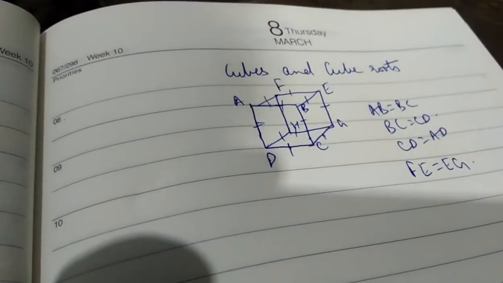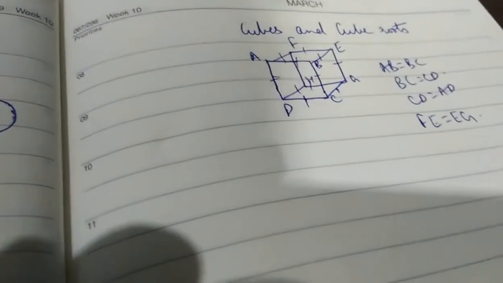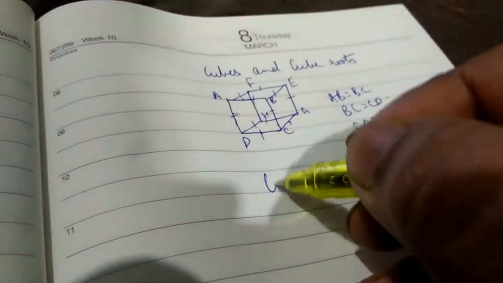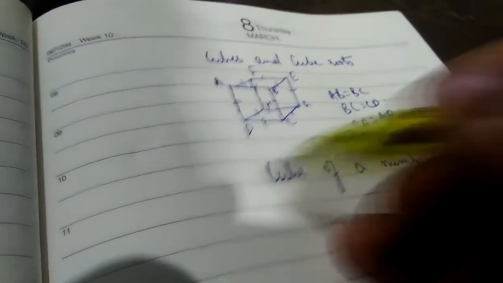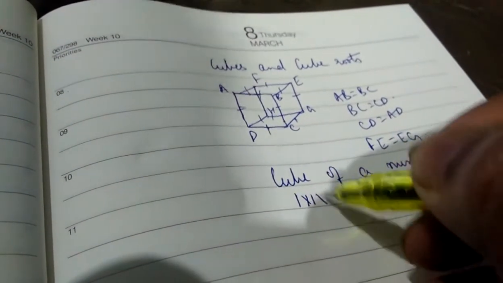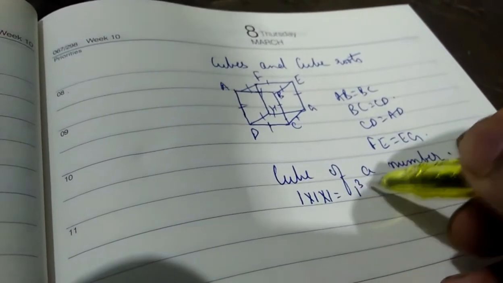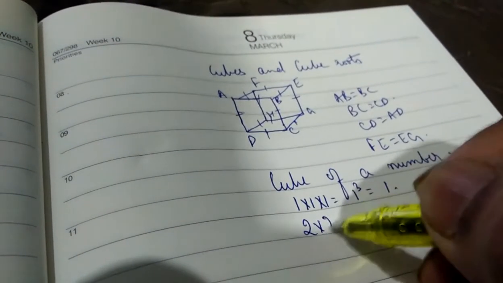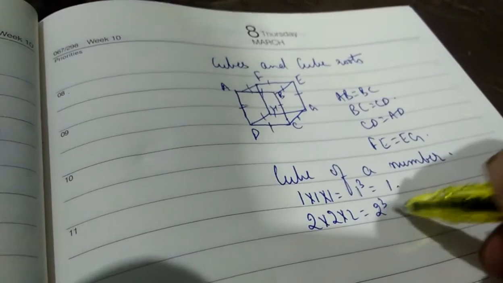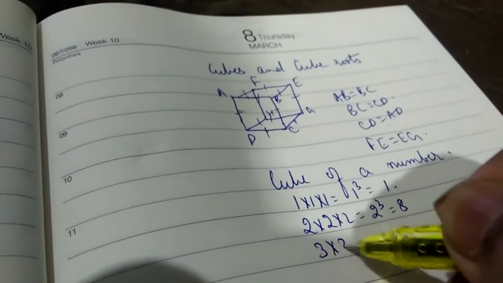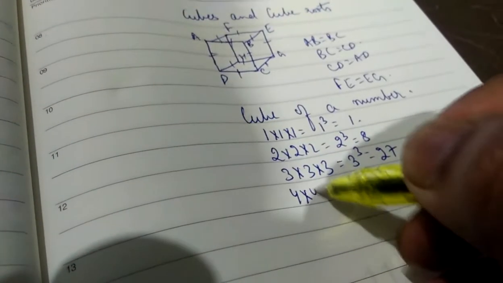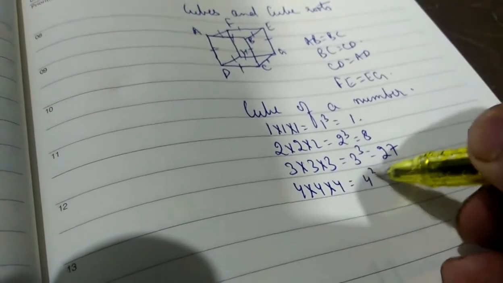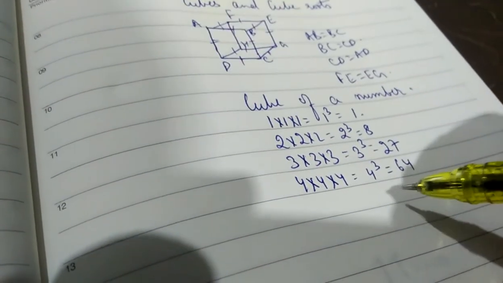Also, what is the cube of a number? The cube of a number is a number multiplied with itself 3 times. So 1 cube is equal to 1. 2 into 2 into 2, which is 2 cube, is equal to 8. 3 into 3 into 3 is 3 cube, which is equal to 27. 4 cube is 4 into 4 into 4, which is 64, and so on and so forth.